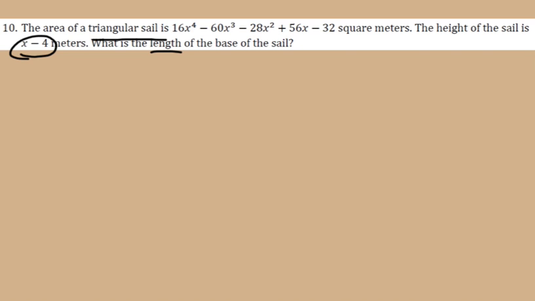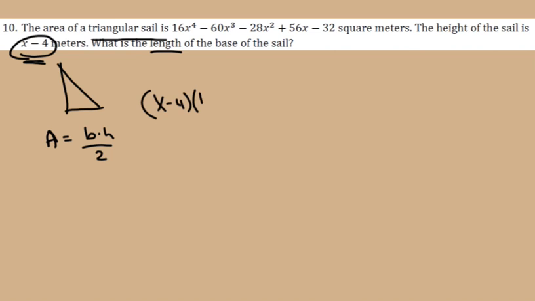Well, remember, to figure out the area of a triangle, you have to take base times height divided by 2. Okay, so if this is your height, that height is going to be x minus 4 times whatever the base is, or whatever the length is, divided by 2 equals my area, which they're saying is this.